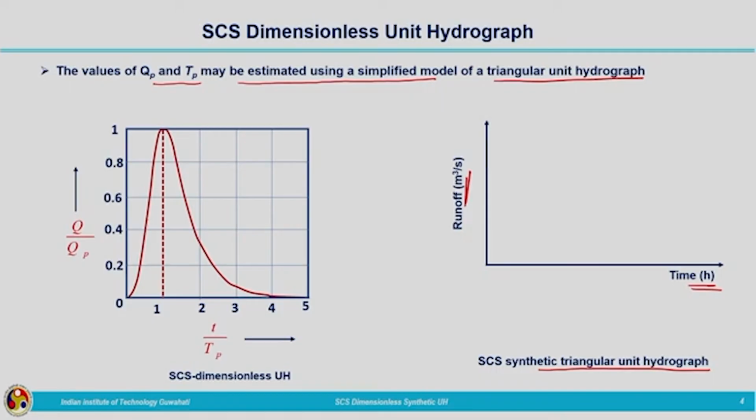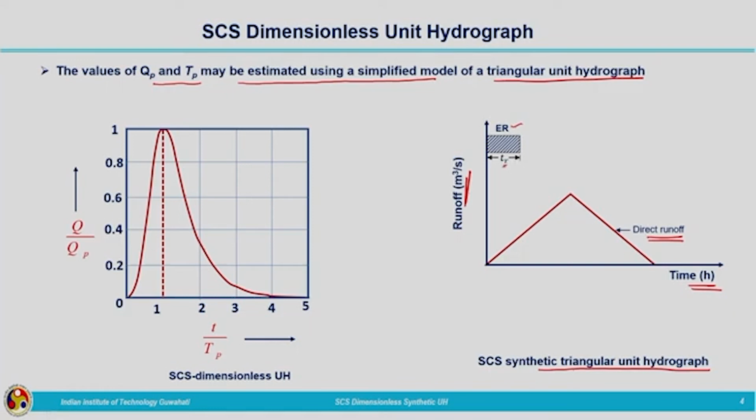This has been approximated by means of a triangular unit hydrograph. In this, along the y-axis, the discharge is plotted and along the x-axis, time. It is not dimensionless. We have an effective rainfall with a duration TR, and this will produce a runoff which is represented by means of a triangle. This is our direct runoff corresponding to an effective rainfall having duration TR.